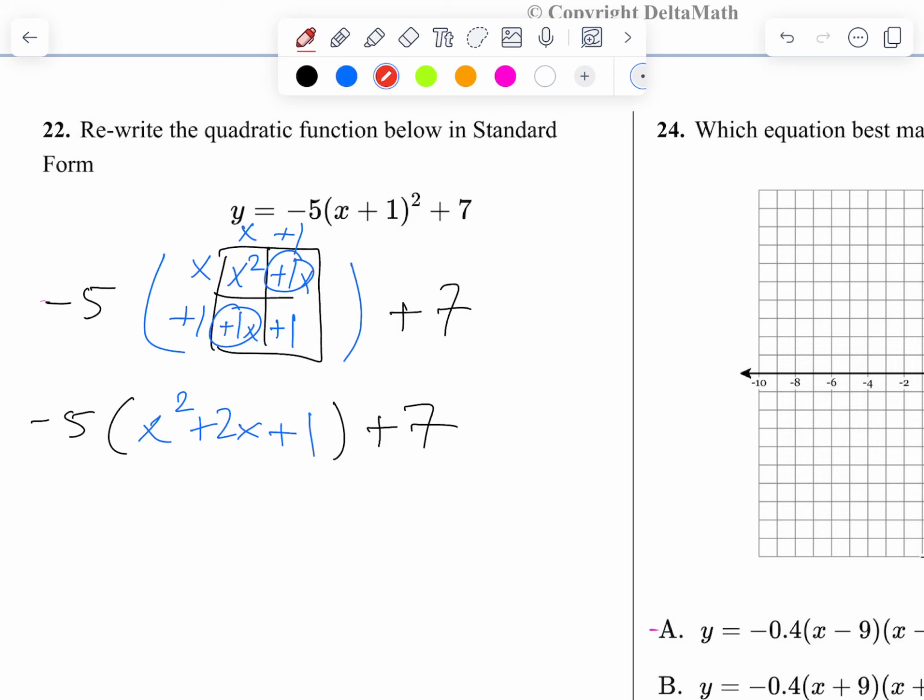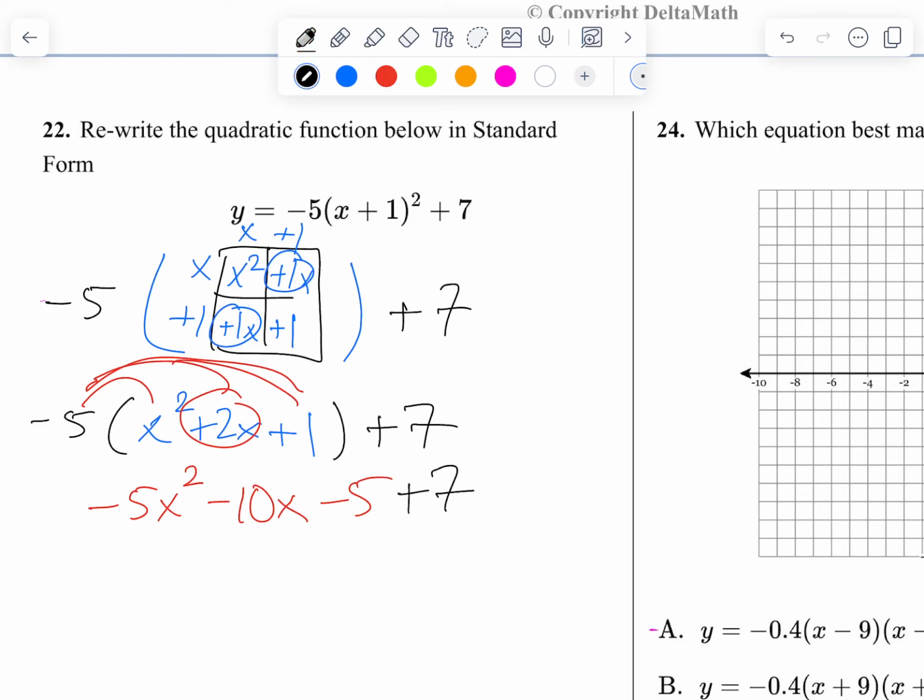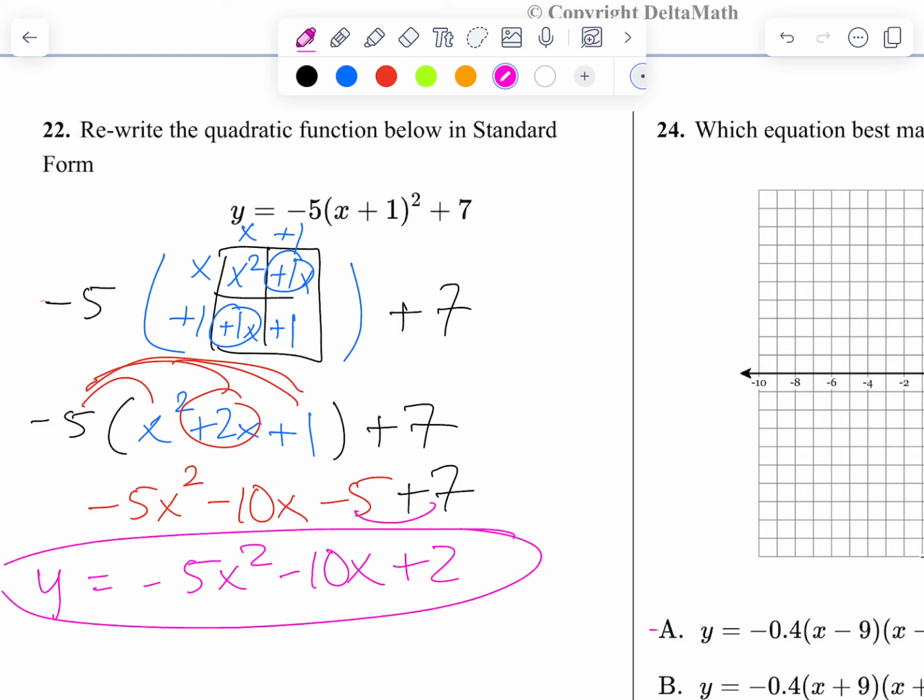Then I'm going to distribute the negative 5 in. So negative 5 times x squared is negative 5x squared. Negative 5 times 2x is negative 10x. And then negative 5 times 1 is negative 5. So I've got to add the 7. So final answer here, y equals negative 5x squared minus 10x, and then negative 5 and 7 go together to make 2.